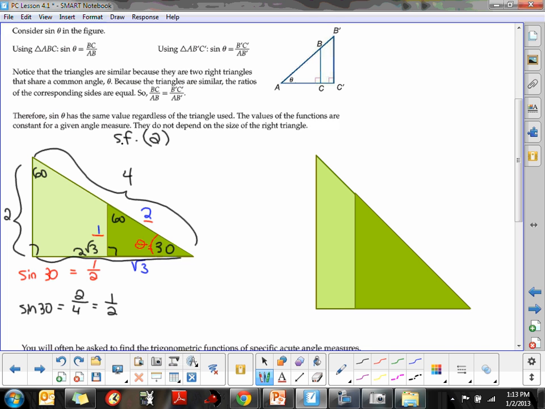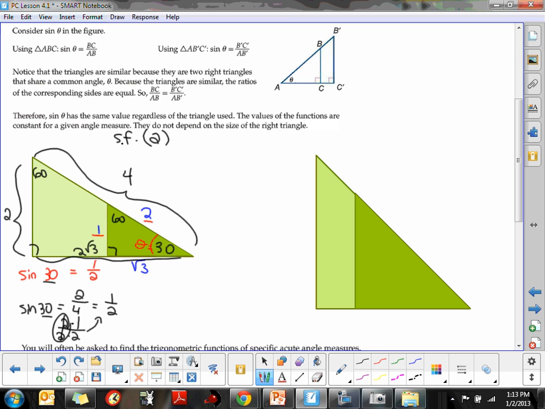Now this is going to occur every time you have similar triangles. If the triangles are similar, the sine of the 30-degree angle is going to be identical every time, because when we do this, we take out our scale factor, 2 times 1 and 2 times 2. Since our scale factor was 2, we can eliminate those and reduce our fraction. We're going to get the exact same ratio.